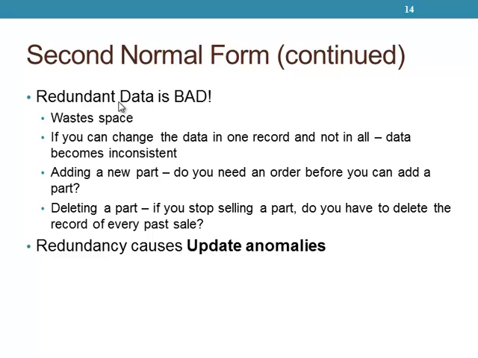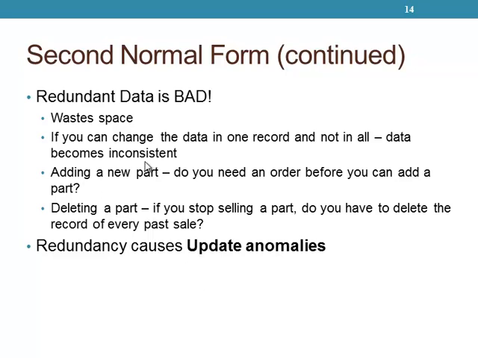Why? Because redundant data is bad. It wastes space, for one thing, but also if you change data in one record and not in all of them, your data is inconsistent. Which gas range was it? If they have different descriptions, did it mean the same part number? Alright, so think about it.